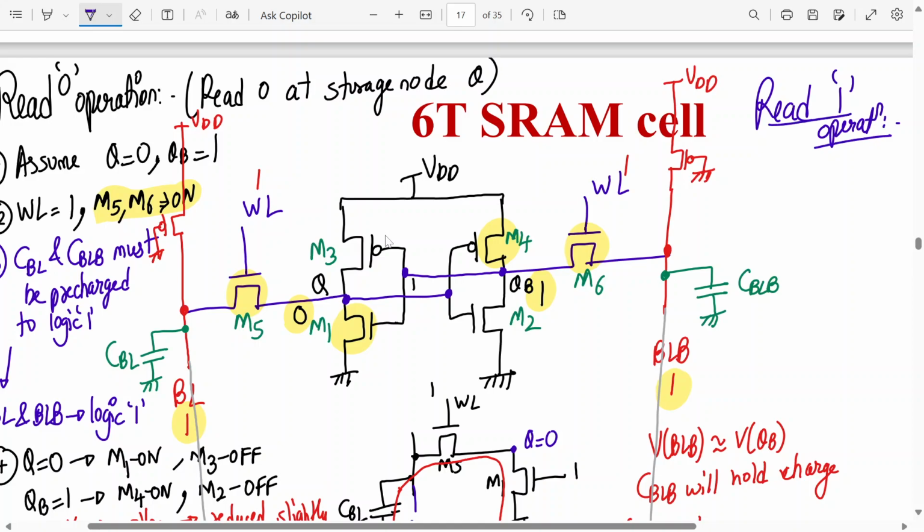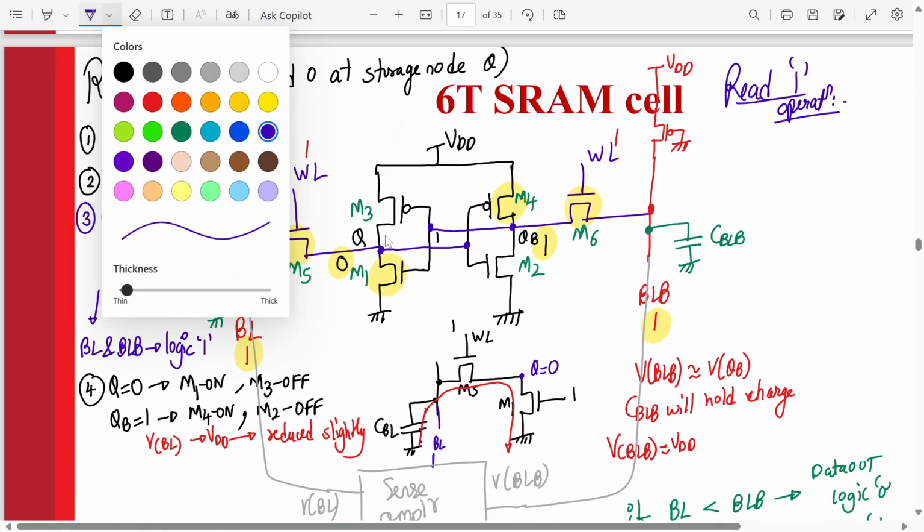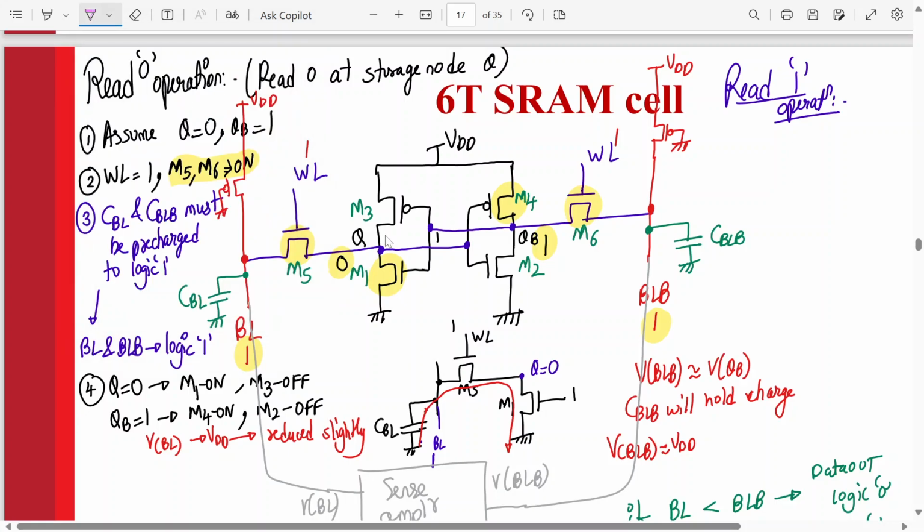So for read one, exactly the opposite will happen. We have to read one at the storage node. Please listen carefully. I'll only mark with the colors I have not used so far. This pink color. For the read 1 operation, we'll assume Q is holding 1 and QB is holding 0.